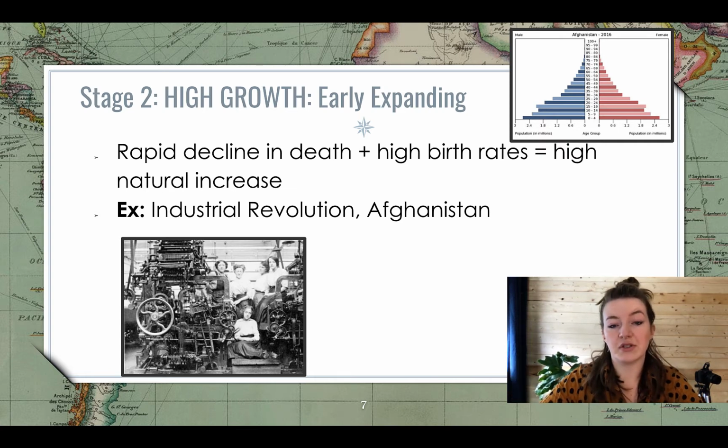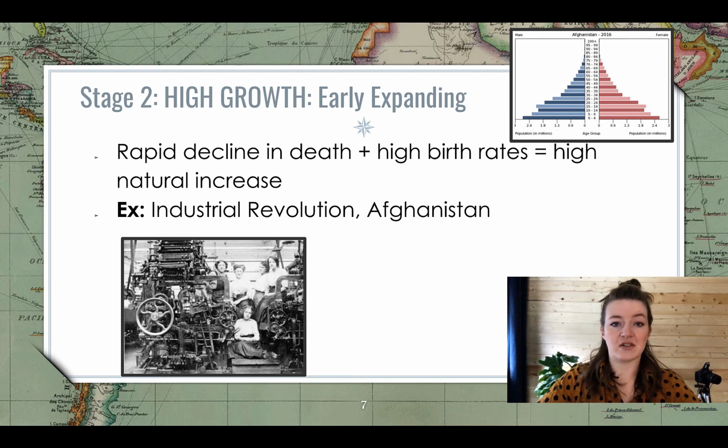In the Western world, this particularly began to happen with the Industrial Revolution. So Britain and the United States both hit it around the 1700s to 1800s, and we start to see our populations exploding. Later on in history, other countries are going to start to enter stage 2 in places like Africa and South and Southeast Asia and South America with the medical revolution.